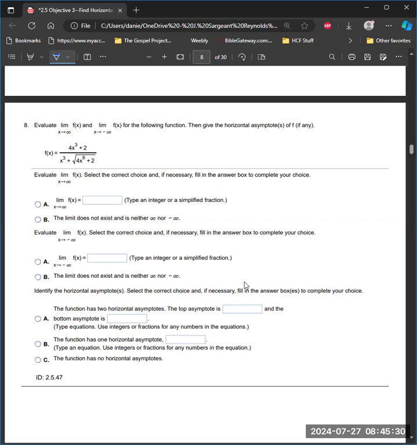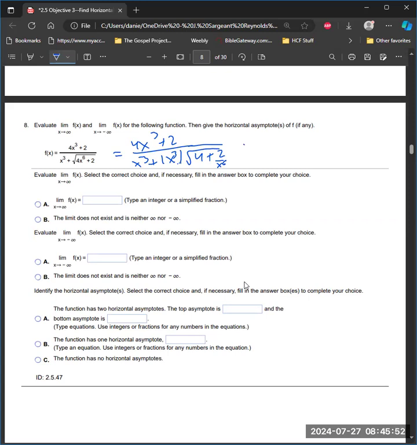Let's look here. If I make this equal to 4x to the third plus 2, over x to the third plus the absolute value of x to the third times the square root of 4 plus 2 over x to the sixth. This is always a positive number.